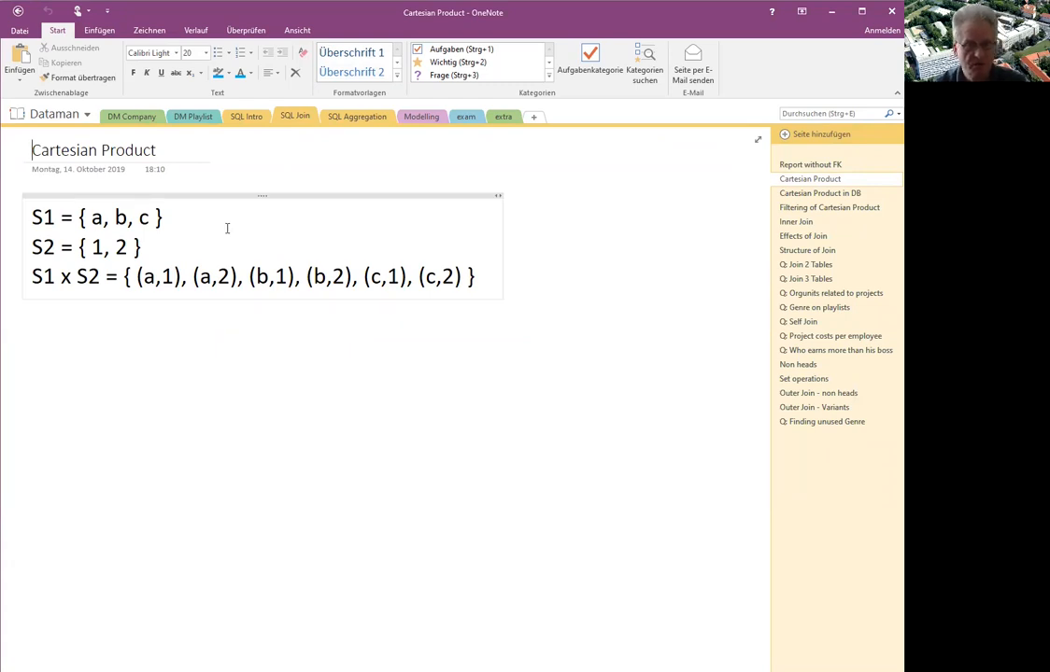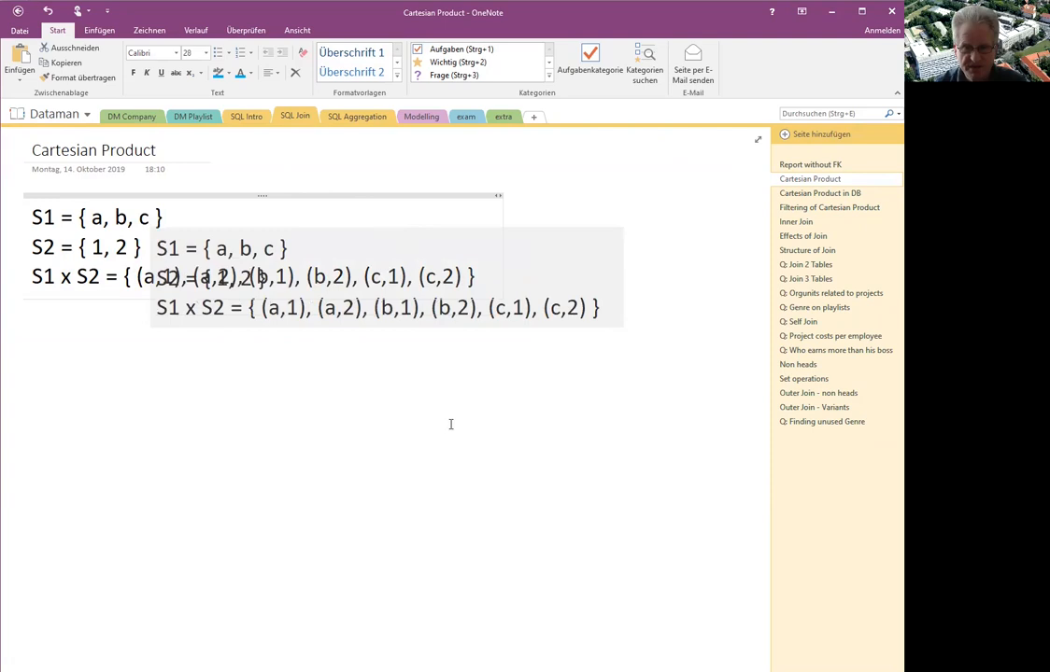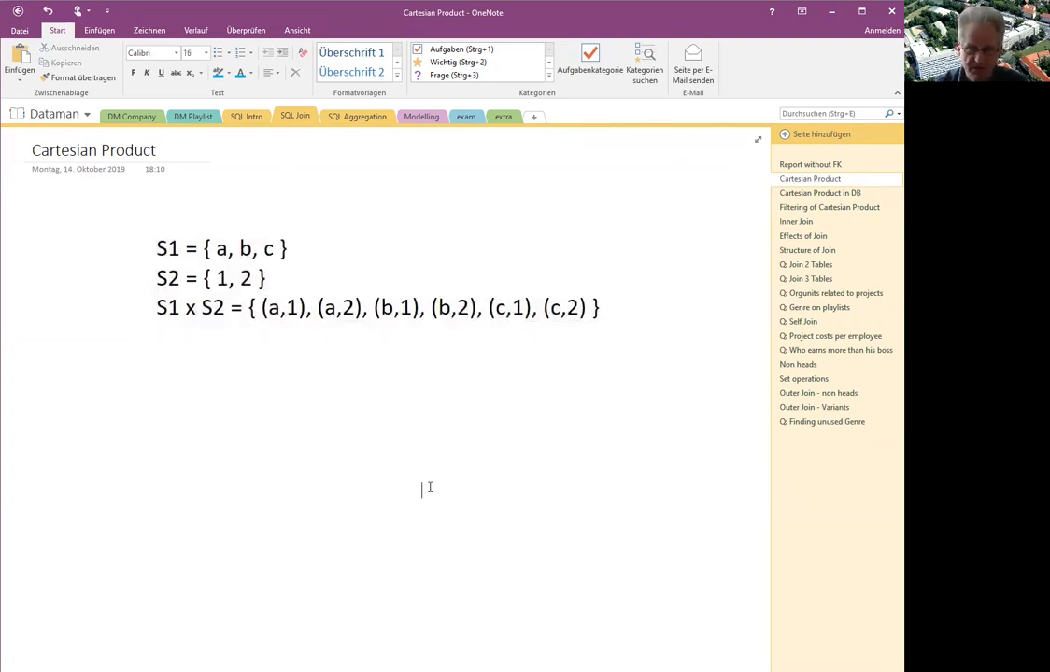I assume all of you have already heard of this. If not, it's quite simple. We have one set called S1, and this set has three elements, A, B, and C. And we have a second set, S2, and this has the members 1 and 2. And the Cartesian product, that's designated by this cross here, of set 1 and set 2 is that set here.